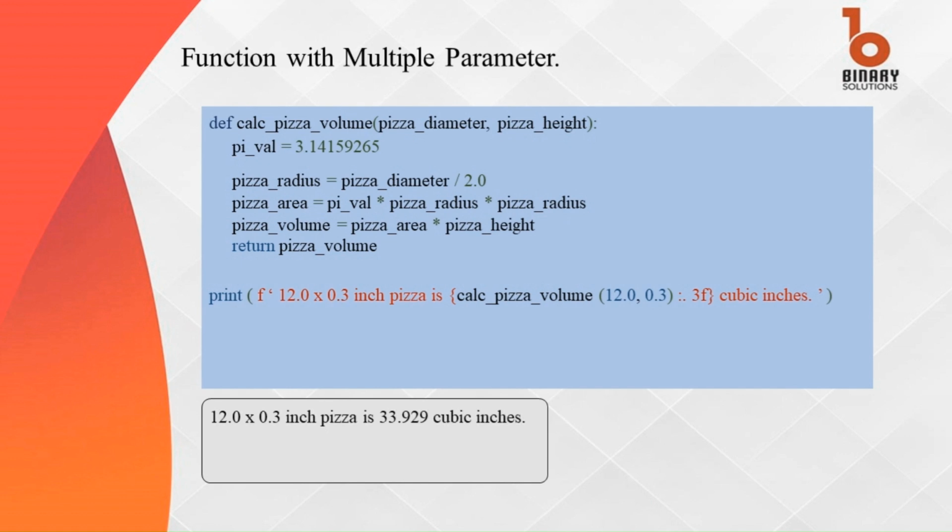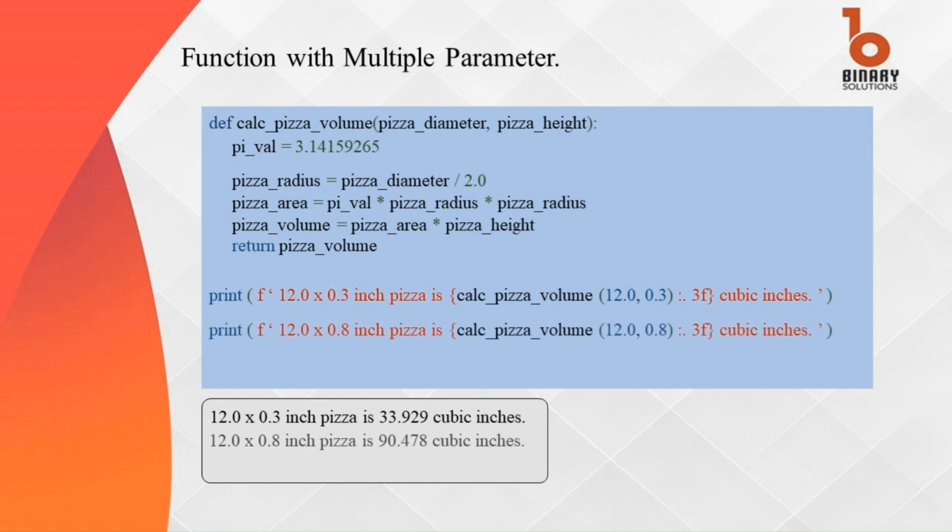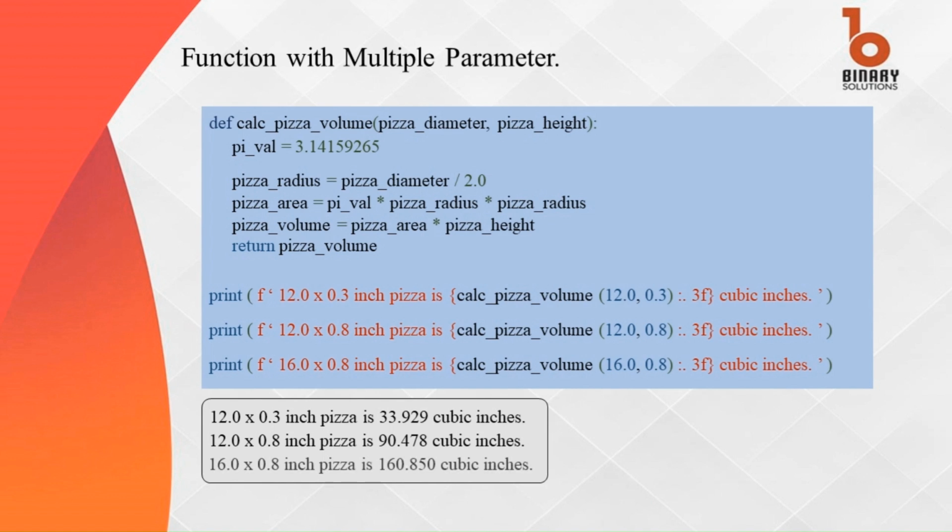For example, a 12.0 by 0.3 inch pizza has a volume of 33.929 cubic inches. A 12.0 by 0.8 inch pizza has 90.478 cubic inches, and a 16.0 by 0.8 inch pizza has 160.850 cubic inches. The program demonstrates the use of functions with multiple parameters and formatting in Python.